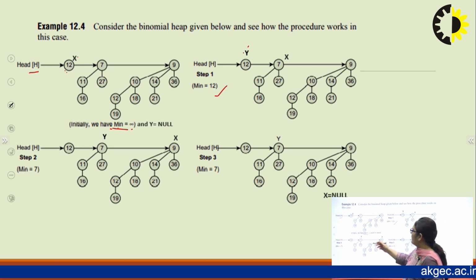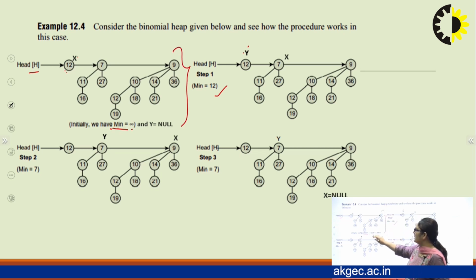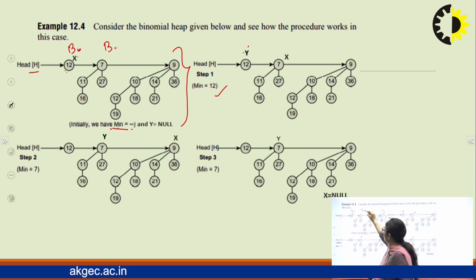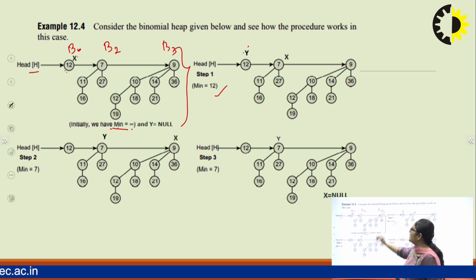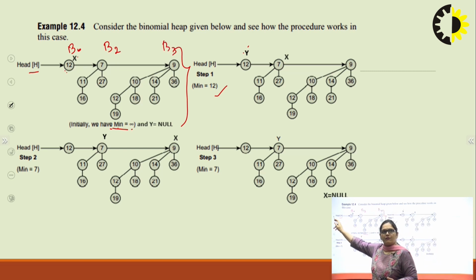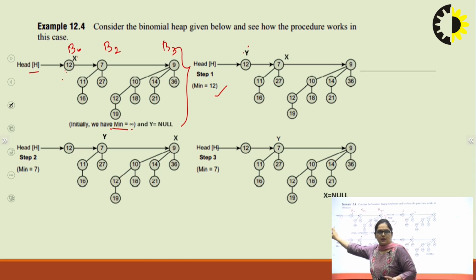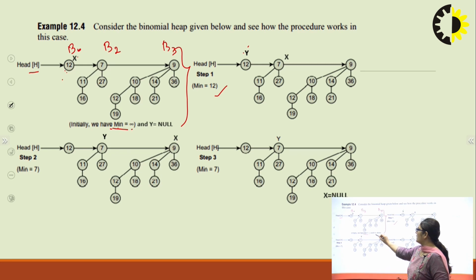So this is an example. Suppose we are given a binomial heap in which we have three binomial trees of order B0, B2 and B3. Initially the head of the binomial heap h will point to the first value, that is 12, and we have to first initialize all the variables. So the variable x will be equal to 12, which is the head of the binomial heap, the variable y will be set to null, and the variable min will be initialized to infinite value.